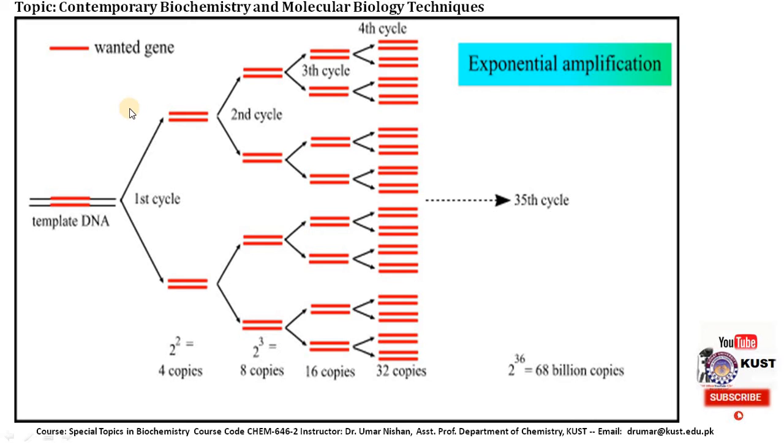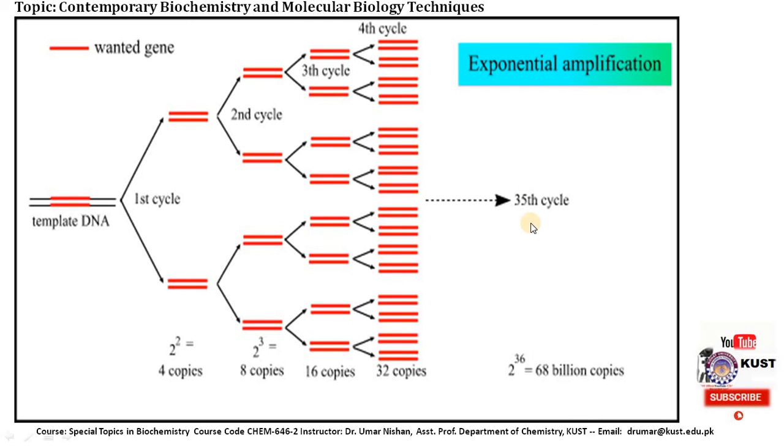Let me recap the story. This is template DNA. In the first cycle, the template DNA is separated, and then it is duplicated. In the next phase, this DNA also gets duplicated, and so on. You can see that the DNA is exponentially being amplified. You see exponential amplification.